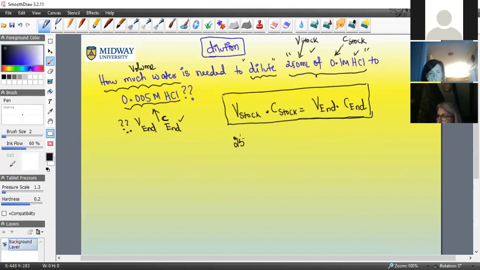V stock is 250 mils, C stock is 0.1 molar, V end, we don't know, let's call it X. C end is 0.005 molar. This is very similar to, I think, the penultimate problem on homework 7, or it was the last problem. I can't remember which one was which one. So let's find out what this V end is. So it's basically 250 times 0.1 over 0.005.